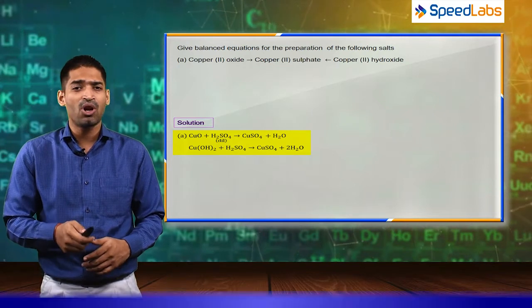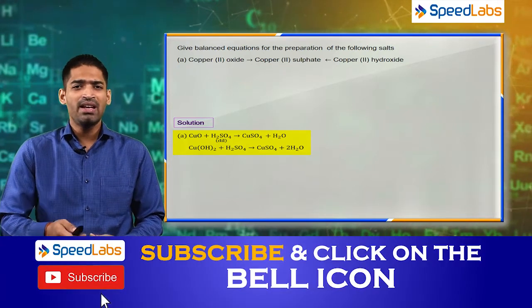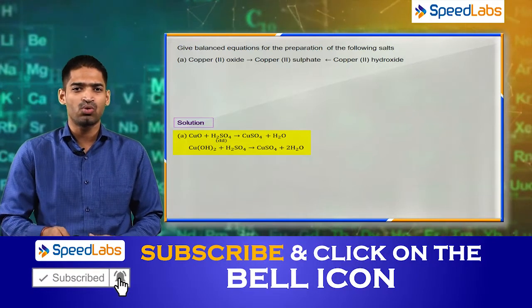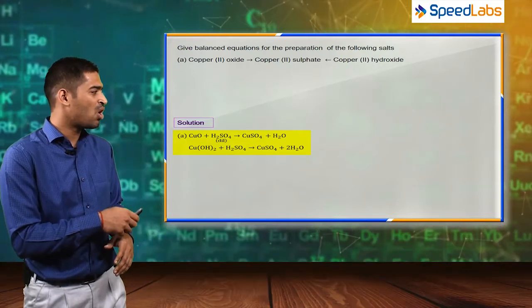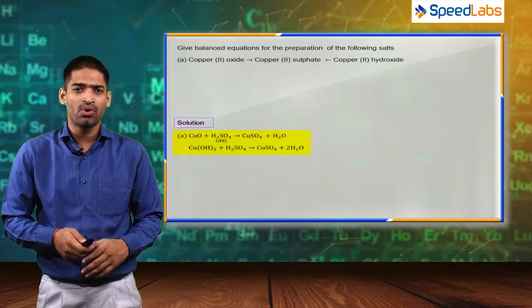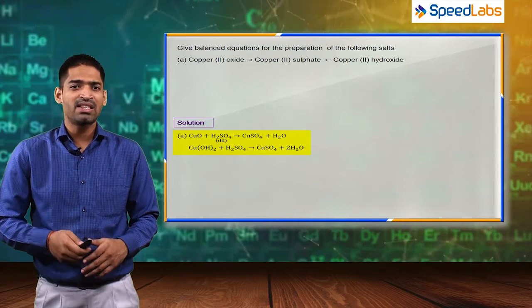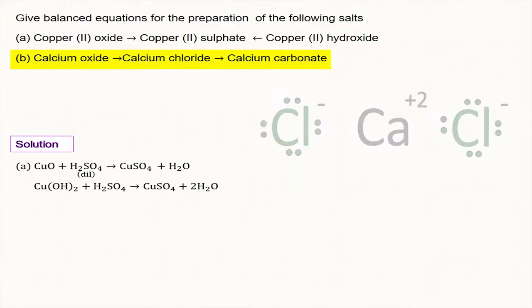copper sulfate from copper hydroxide. Again, copper hydroxide is a base, so we will react it with the acid, and the acid will be H2SO4. So the reaction becomes copper hydroxide plus H2SO4 gives you copper sulfate plus 2H2O. Let us take another question on the same pattern.